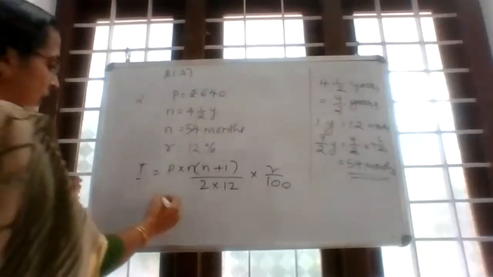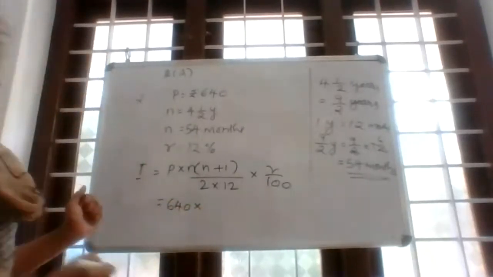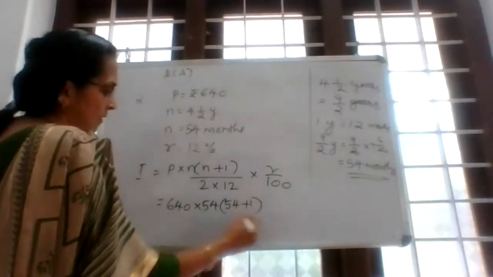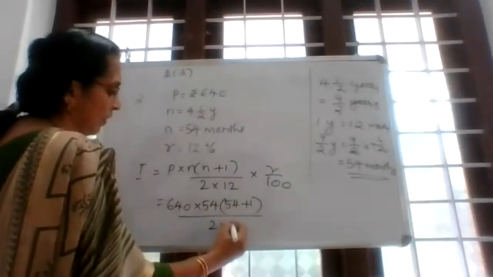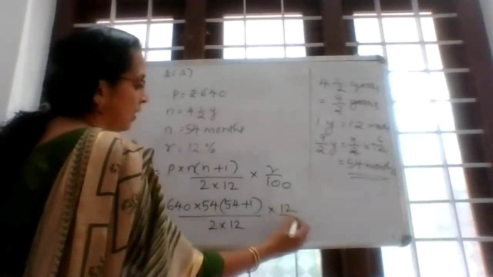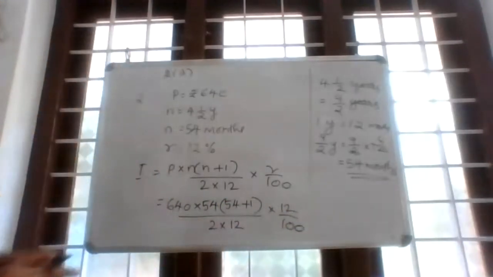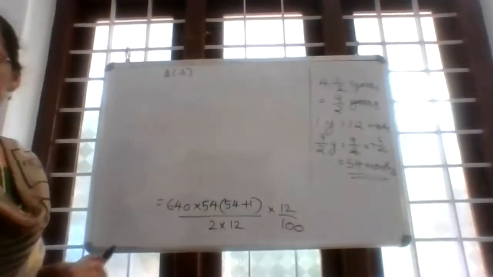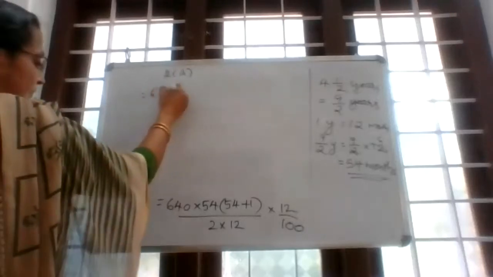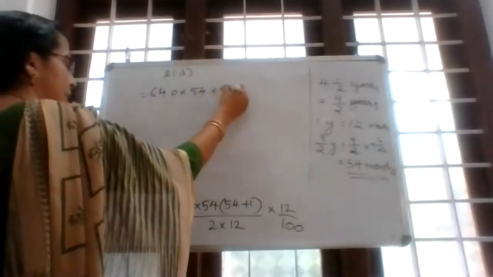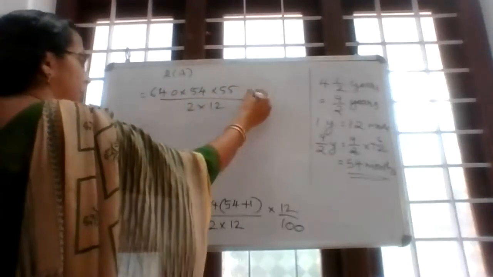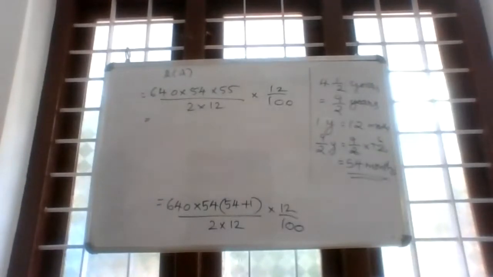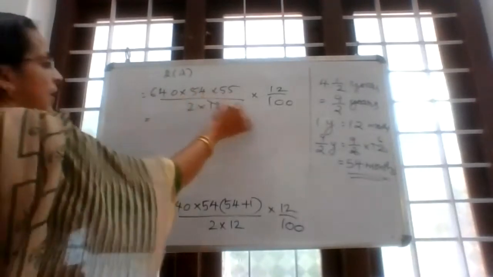So what will be 640 into N, 54 months. So 54 into 54 plus 1. Next question onwards, you can directly write that. So 54 into 55, into R is 12 by 100. So next step it will be 640 into 54 into 55 divided by 2 into 12 into 12 by 100. 12 and 12 directly we can cancel.